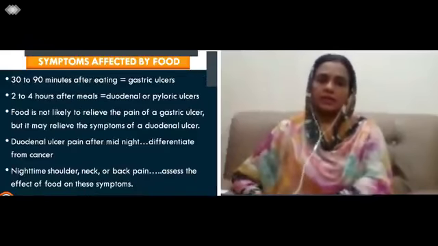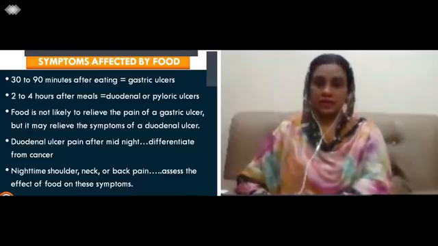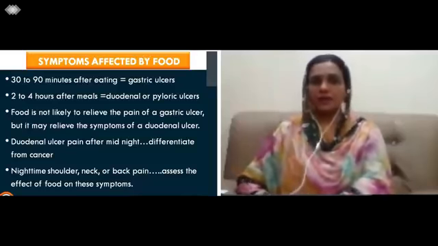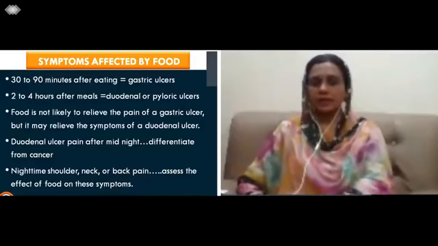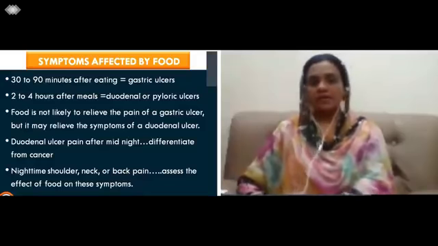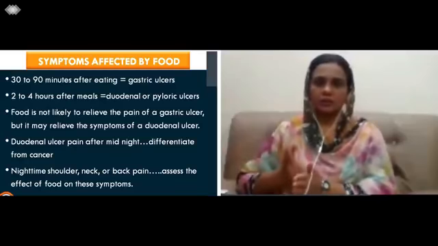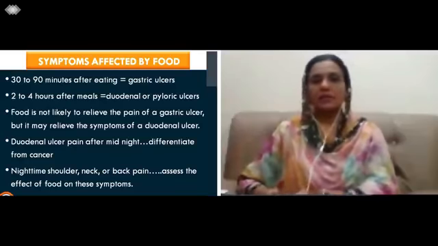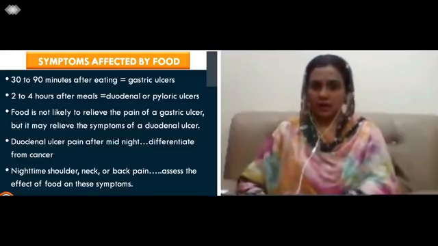Okay, then sometimes the symptoms are affected by food. Another thing that can be a part of your GIT screening is how the symptoms are affected by food. Coming towards this, one clue that can be helpful for you is the time. If the symptoms start after half an hour to 90 minutes, then the reason can be your upper GIT or your stomach, most of the time gastric ulcers.